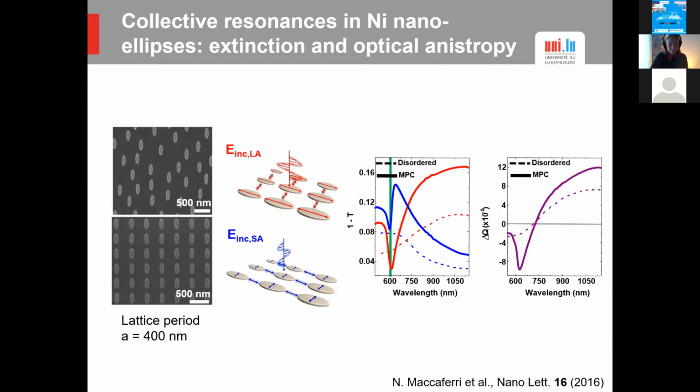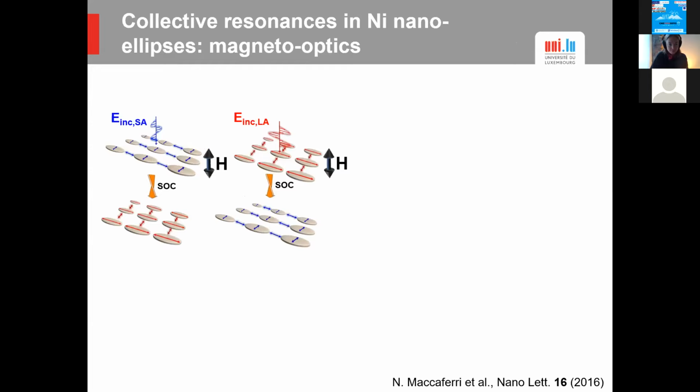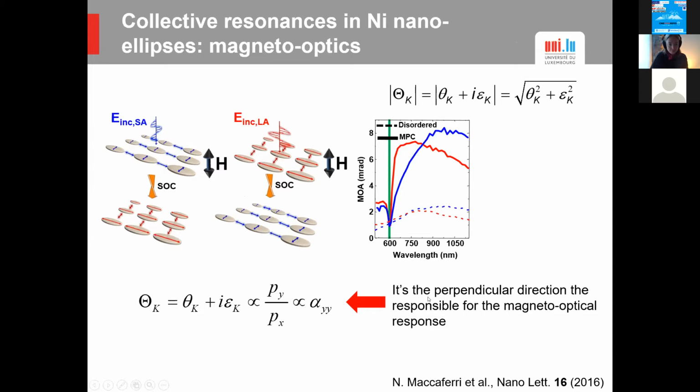We compared random nanostructures with ordered ones, and the quantity that is important here is what I call the optical anisotropy. So it's the difference between the two configurations, and you can see that if you consider the ordered array, you have a stronger optical anisotropy, and the same happens for the magneto-optical response. In this case, again, we prove that it's the perpendicular direction responsible for the magneto-optical response.